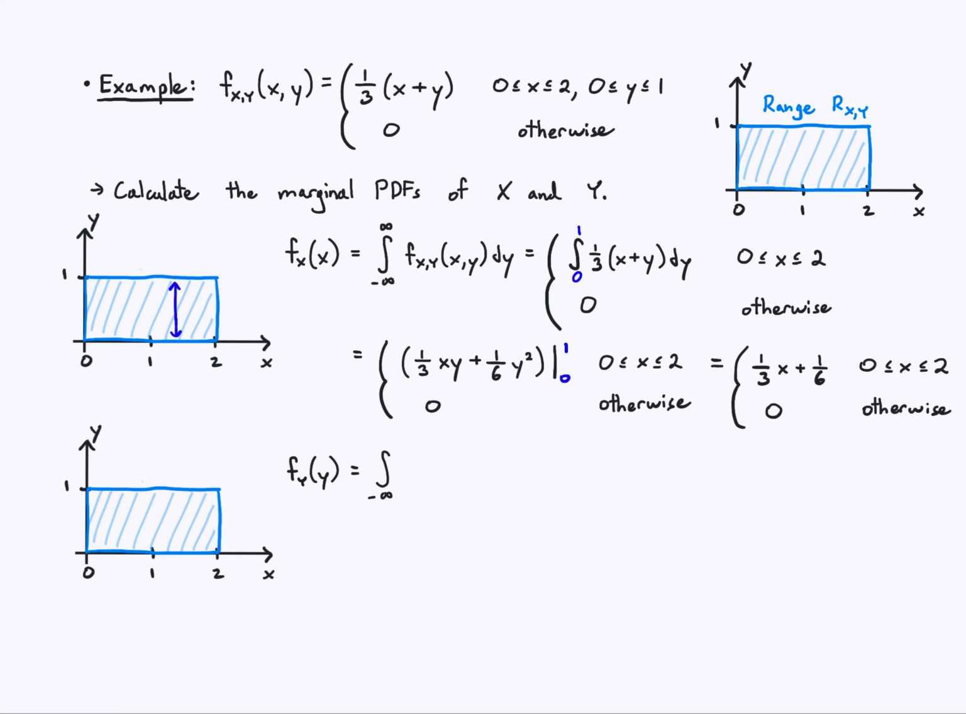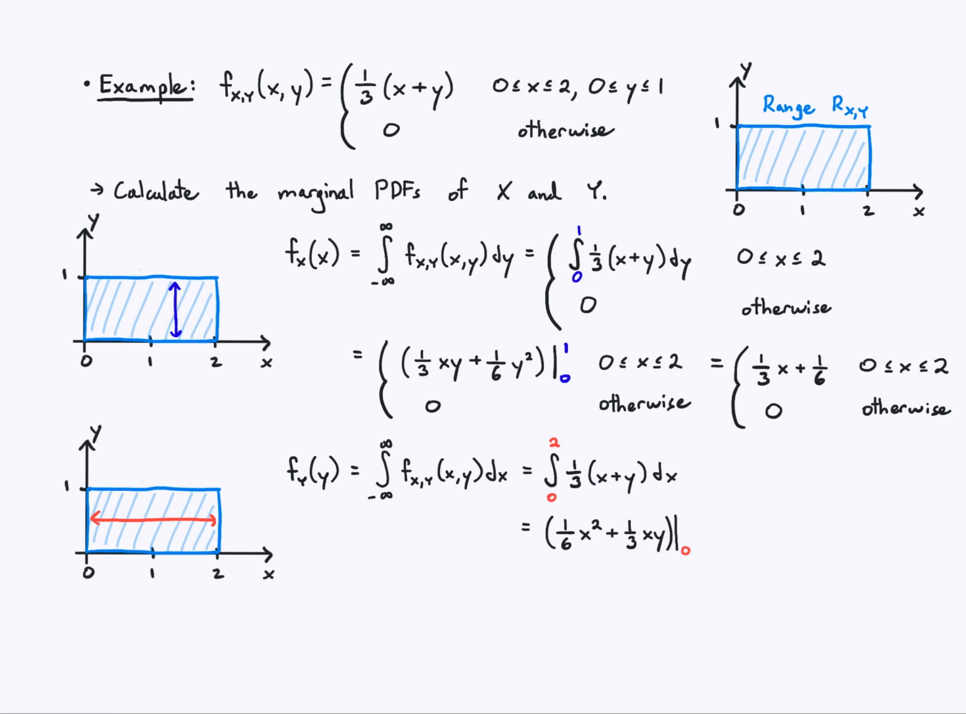So I'm going to integrate with respect to x now. So from minus infinity to infinity, I integrate out x with respect from the joint PDF. And then I'm just going to plug in the joint PDF and notice that the range of x is from 0 to 2. Okay, so I put in 0 and 2. And now I'm just going to work out this integral. It's 1/6 x squared plus 1/3 xy. And I'm going to just have this going from 0 to 2.